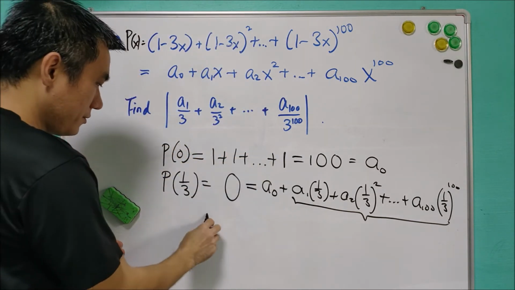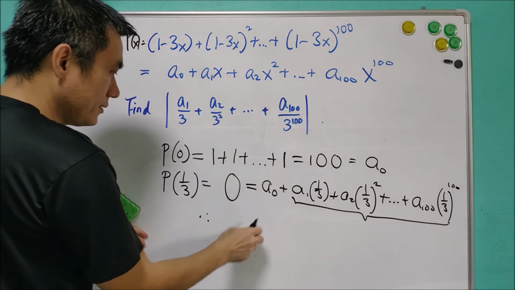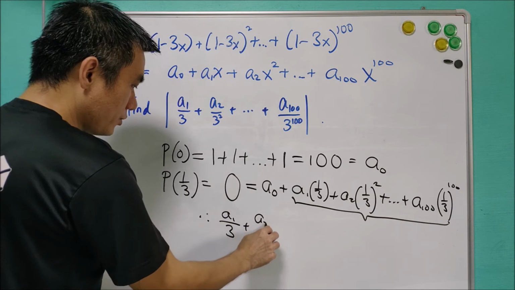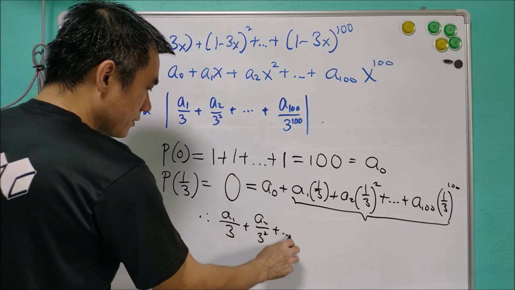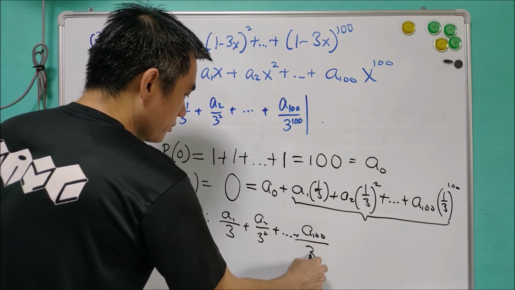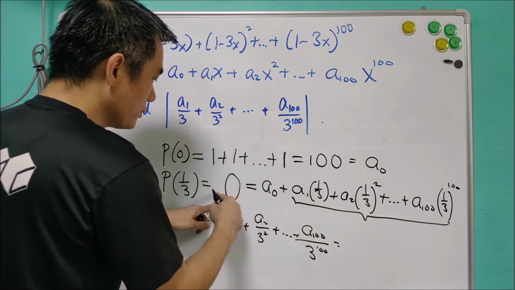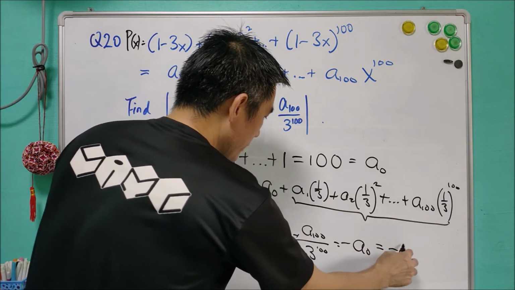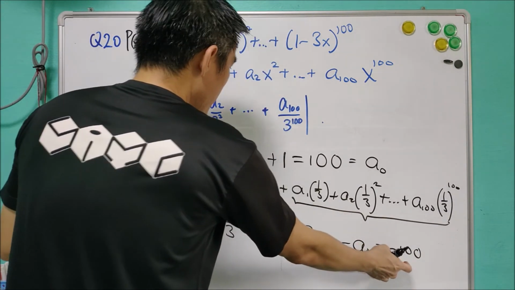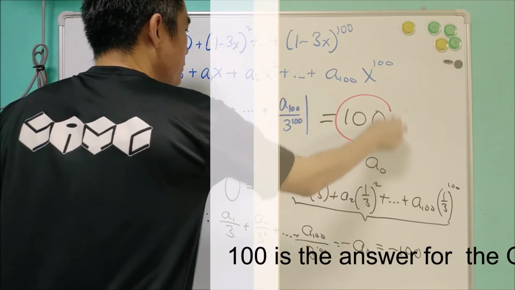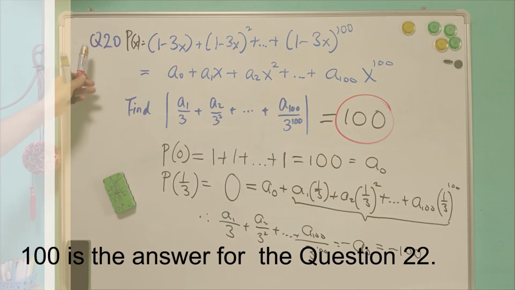And therefore, we know that a1 over 3 plus a2 over 3 squared all the way to a100 over 3 to the power of 100 is equal to negative a0, and is equal to negative 100. And therefore the answer is equal to 100. So 100 is the answer for question 20.